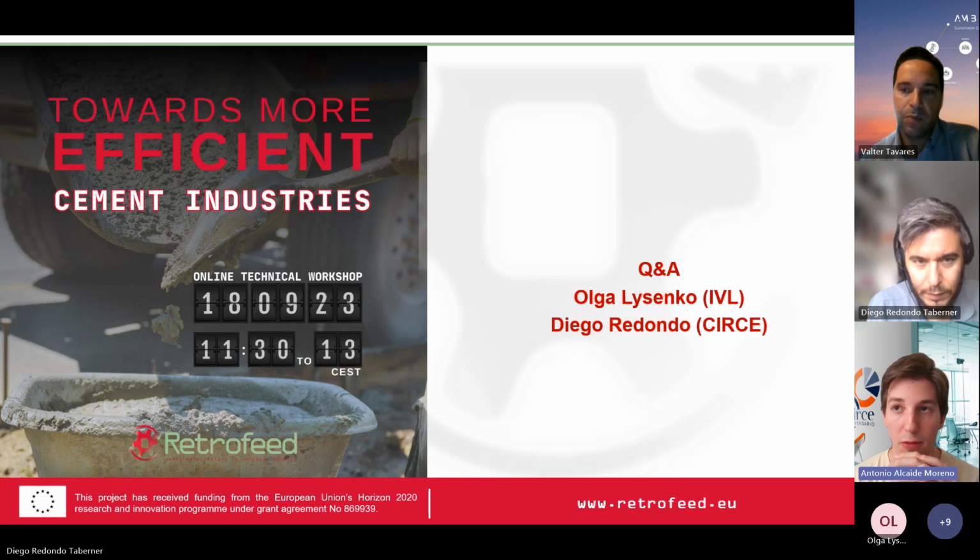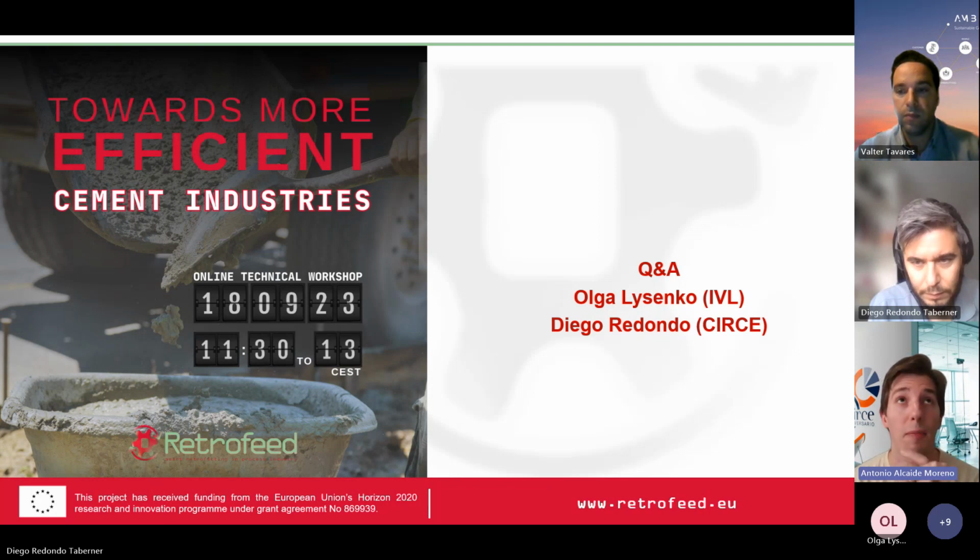But if there is a very high increase, for example, in the RDF share, we may need to fine-tune some of the parameters for the digital twin. We are confident that with that fine-tuning, we can provide good insights into the response of the burner, of the kiln, sorry, because it is based on energy balances.